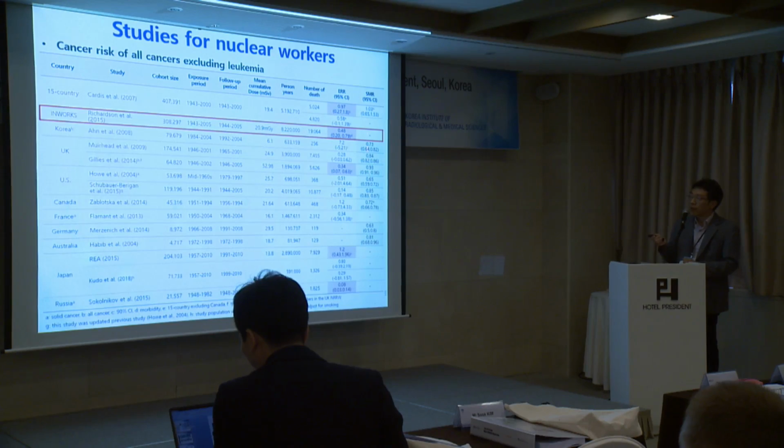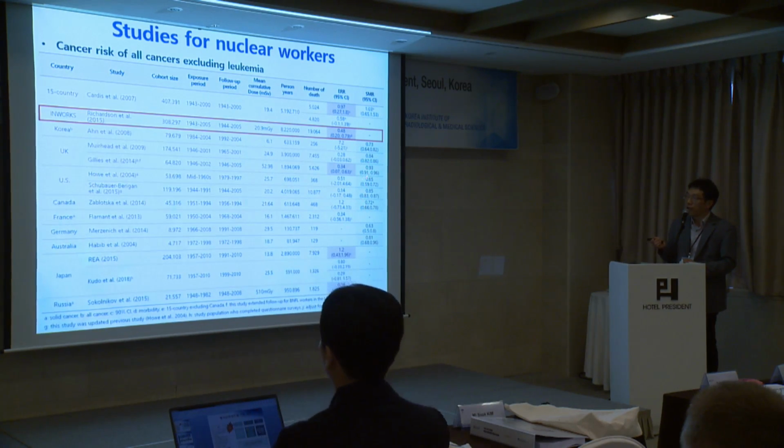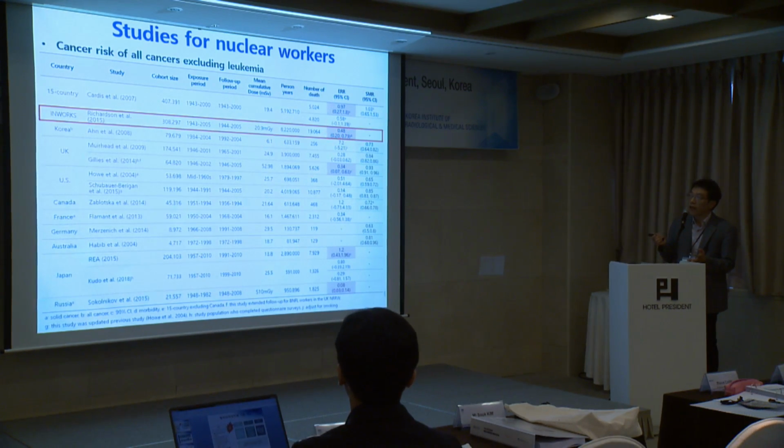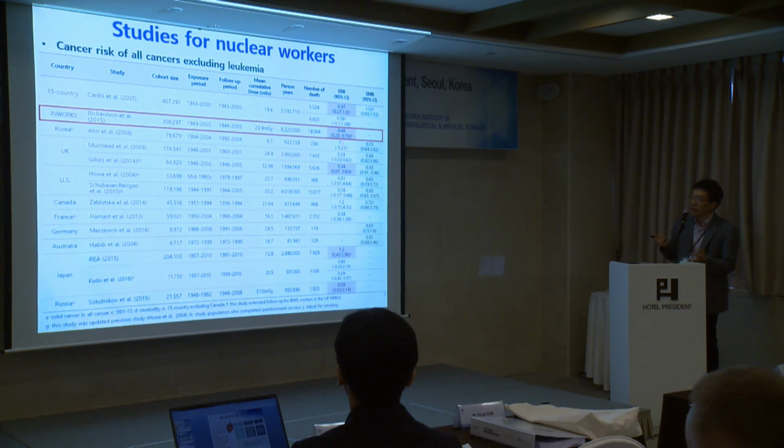So as you can see, most studies show that the value is below 1, which means that the health effect of radiation workers might be better than the general population. But for ERR cases, there are not consistent values, but some studies show significant cancer risk, even when the cumulative mean dose is below 100 millisievert.